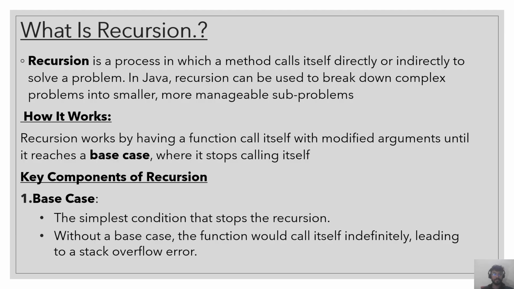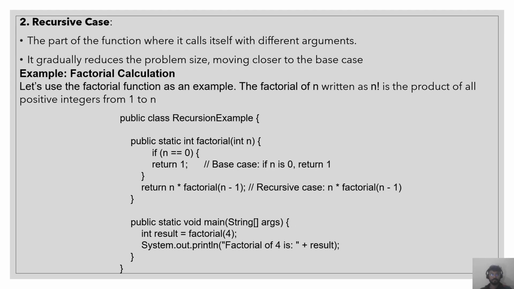Key components of recursion. First one, base case: the simplest condition that stops the recursion. Without a base case, the function would call itself indefinitely and result in a stack overflow error. Second one, recursive case: the part of the function where it calls itself with a different argument. It gradually reduces the problem size, moving closer to the base case.